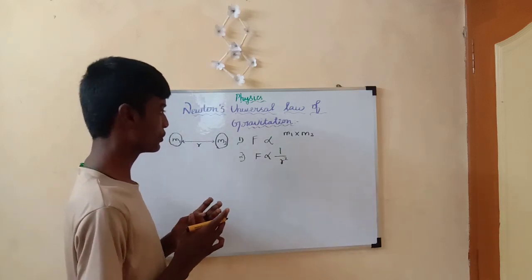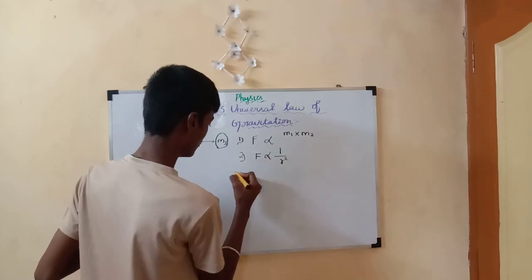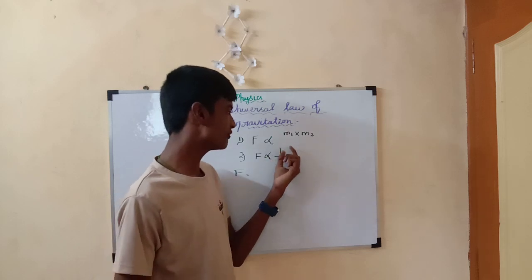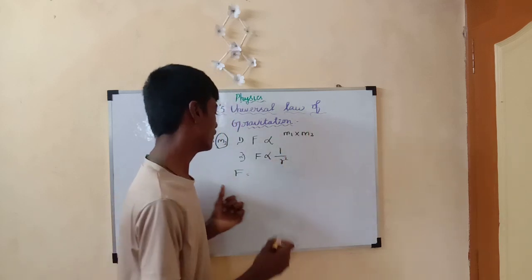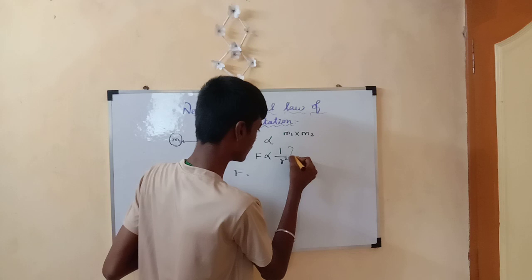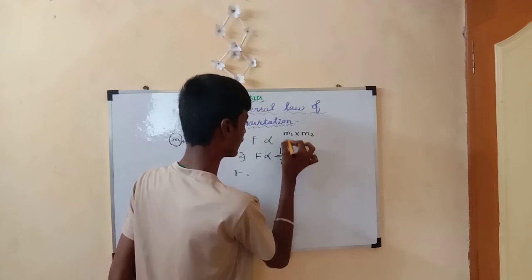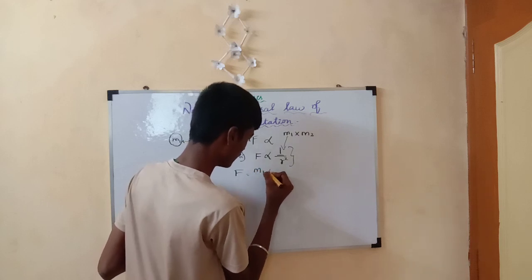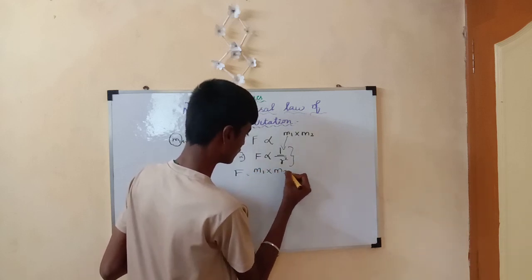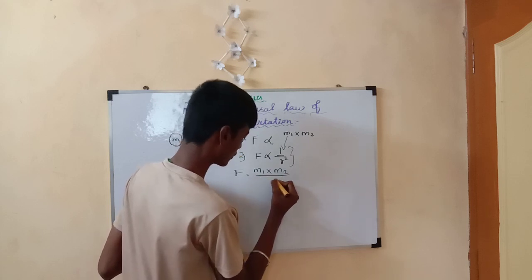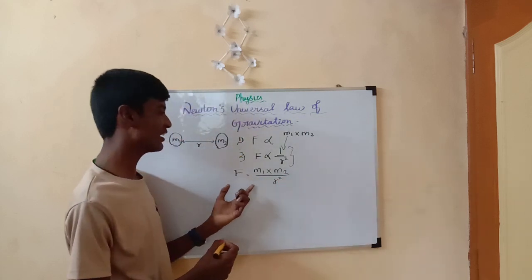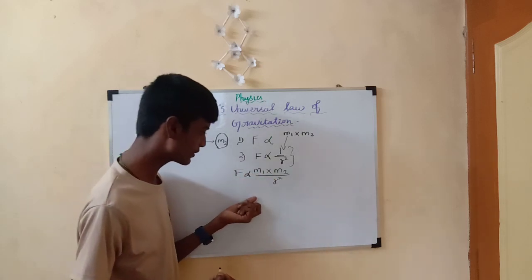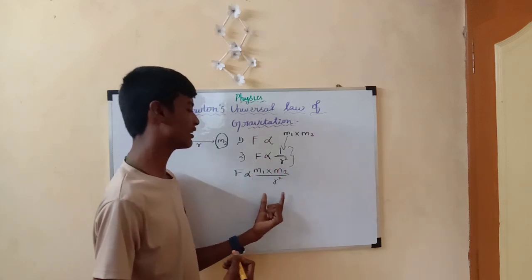So now what do you have to do? In place of the one, we put the product of the masses. Then, considering this law, in place of the one we have to consider M1 into M2. Then we get M1 into M2 by R square. Here it is not equal to, because it is proportional. Force is proportional to M1 into M2 by R square.